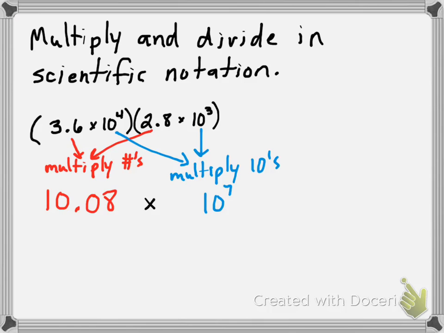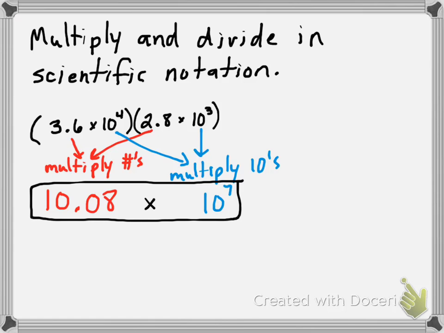And it almost is. This would be my answer, except this doesn't fit scientific notation because this has 2 digits in front of the decimal. So this doesn't work. Now if it only had 1 digit, then I would be done. This would be my answer. Fairly simple. So step 1, multiply the numbers. Step 2, multiply the tens, and you're done.